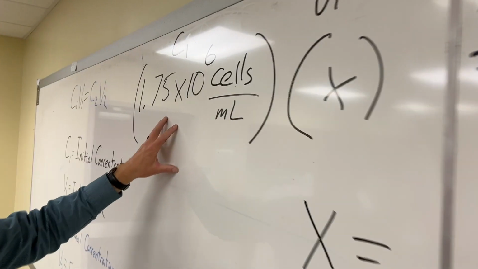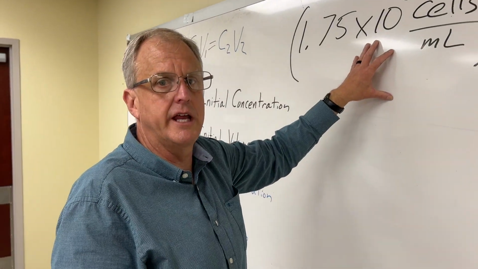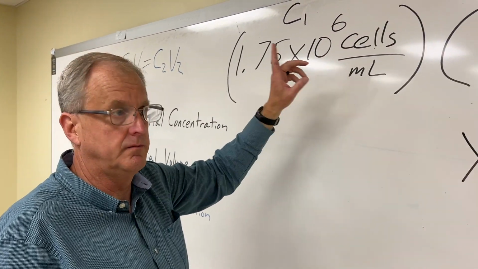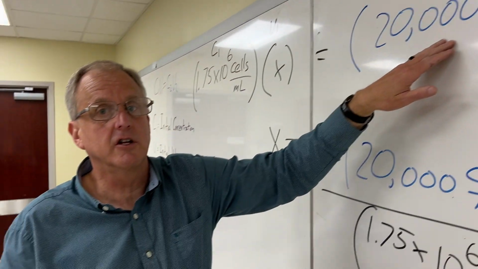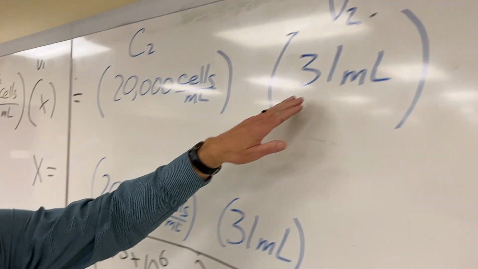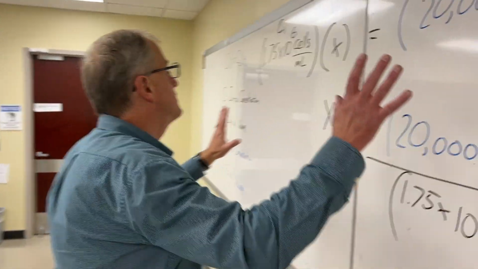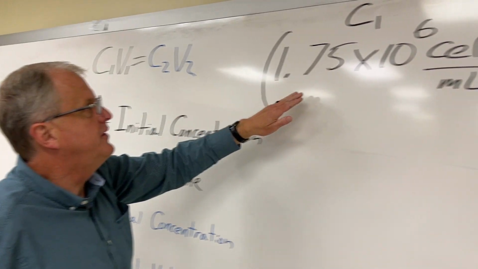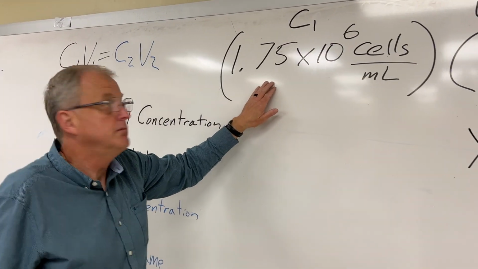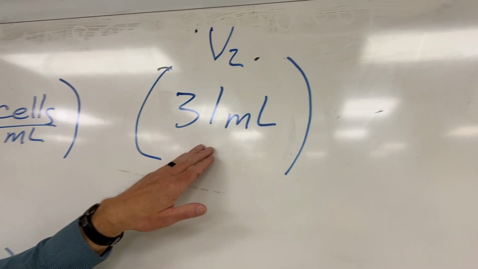Look at this right here. That's 1.75 times 10 to the 6. Doesn't that kind of look like a concentration, cells per mil? That is. If we've got 20,000 cells per mil right here, doesn't that look like a concentration? It is, I already told you that. And we have a volume right here, 31 milliliters. This kind of already looks like our equation, C1V1 equals C2V2. This is our initial concentration. Here's a concentration here, C2. Here's our final volume, V2.